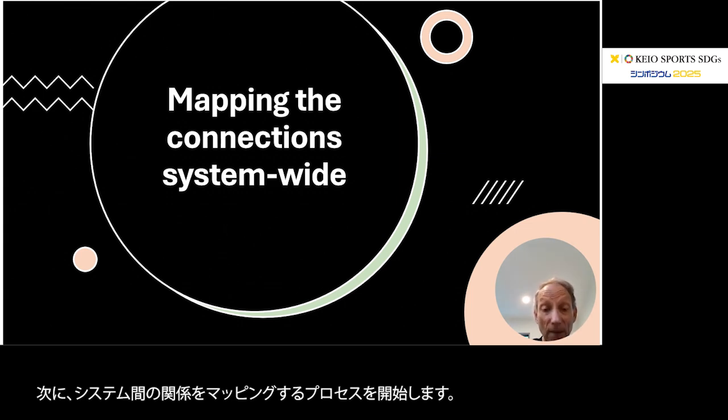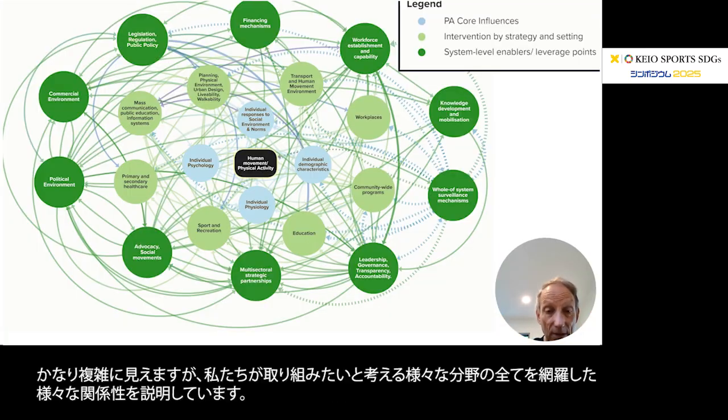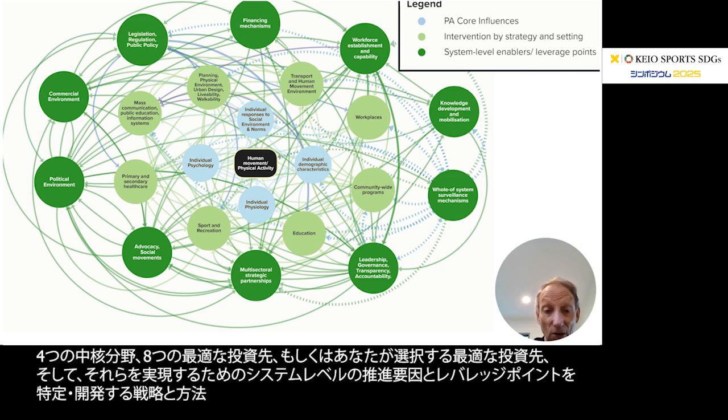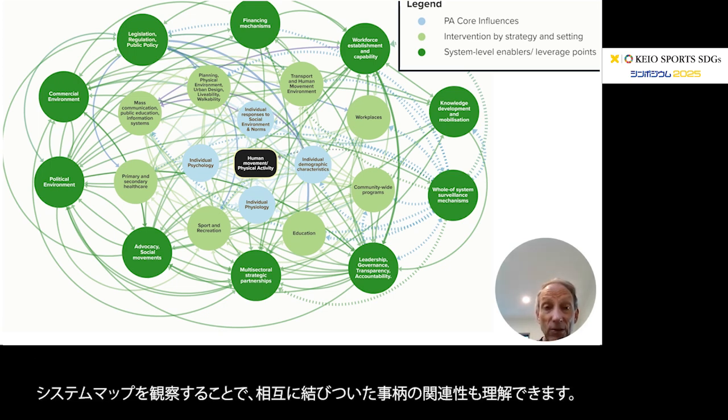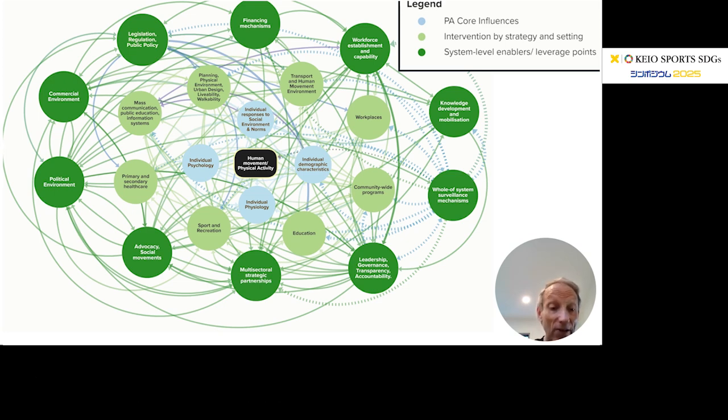We then start the process of mapping the connections across the system, and this results in something called a systems map. It looks quite complicated, but describes the different relationships across all the different areas that we want to work with. The 4 inner core areas, the 8 best investments or the best investments that you choose, and the strategies and ways in which we can develop system level enablers and leverage points to make those things happen. We can also see through a systems map how interconnected things are, that each of the systems areas is not in isolation, but is linked to and has benefits and consequences for a range of other areas.